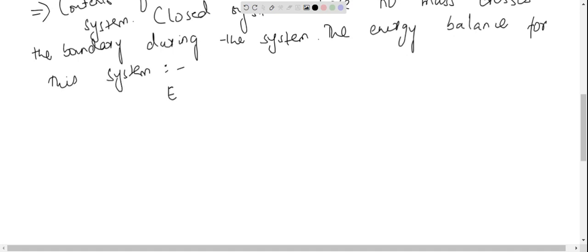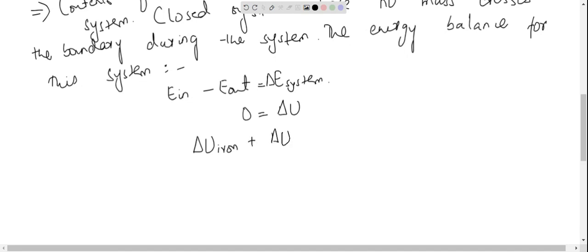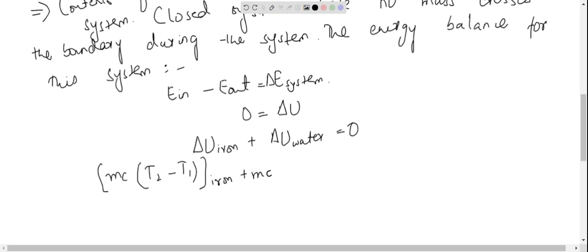which can be expressed as energy in minus energy out equals the total change in energy of the system. So this becomes 0 equals ΔU, and according to the situation of our question, this equals ΔU of iron plus ΔU of water, that equals 0. Then this becomes mc(T2 minus T1) of iron plus mc(T2 minus T1) of water equals 0.